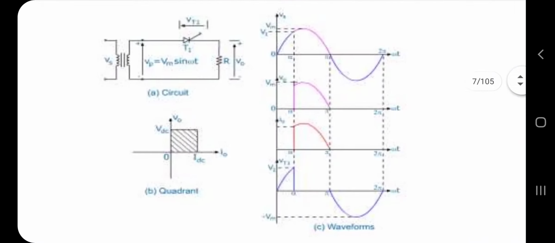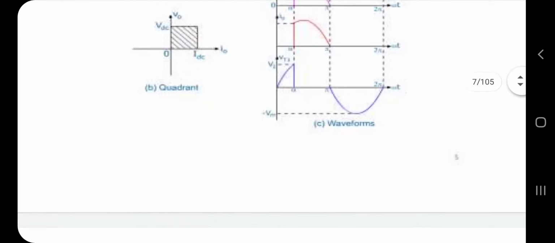See the output voltage. Only the positive half cycle is rectified, and only positive voltage and current are shown here in the waveform. Similarly, current is positive and voltage is positive, so the operation is single quadrant operation. And as we know, the input AC voltage is nothing but Vm sin omega t. It is shown in the figure very clearly.